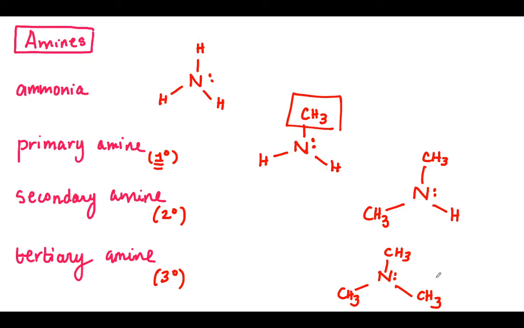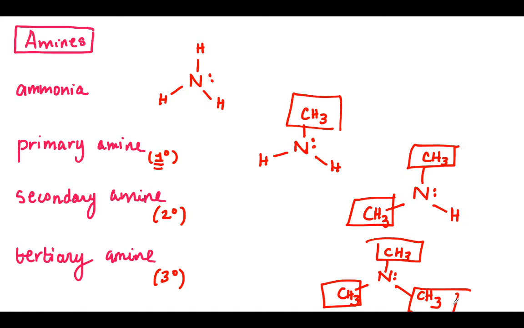So all three of these hydrogens in this ammonia are replaced by carbons. So I've got my primary amine where only one of them is a carbon chain, my secondary where two of them are carbon chains, so 1 and 2, and my tertiary where all three of these are carbon chains.